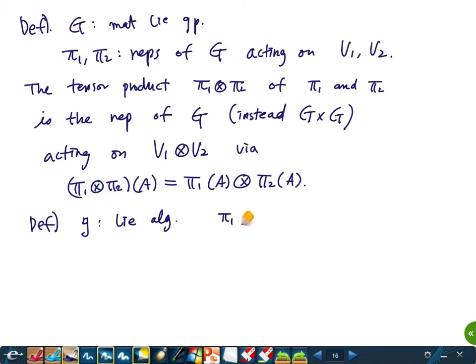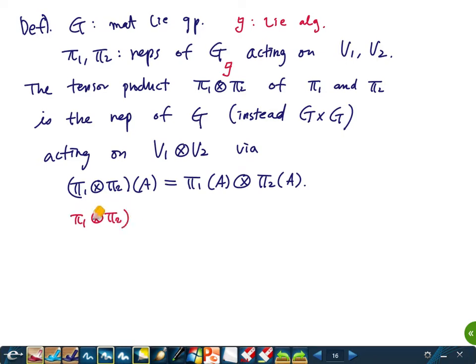Pi 1. I think I can just copy the same thing. So let me just write only the difference. So Lie algebra. So the same thing, representation of G. Tensor product is defined. Instead of this, we have to write pi 1 tensor pi 2 of x equals pi 1 of x tensor identity plus identity tensor pi 2 of x. So for Lie algebra, the tensor product is defined like that.